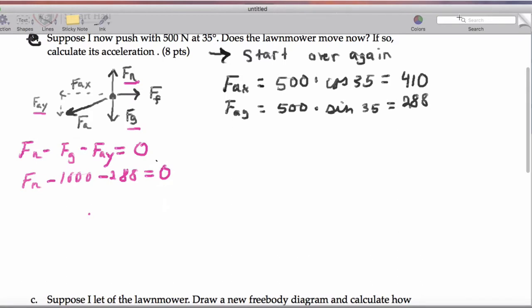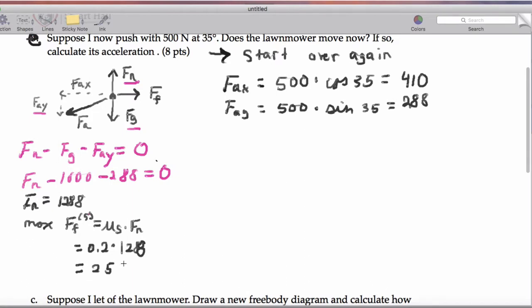So now let's go ahead and get the maximum static friction force. When we calculate that, it's going to be 0.2, which is mu static, times the normal force. So that's going to give us 0.2 times 1,288. And that's giving me a friction force of 258 newtons as my maximum possible static friction.